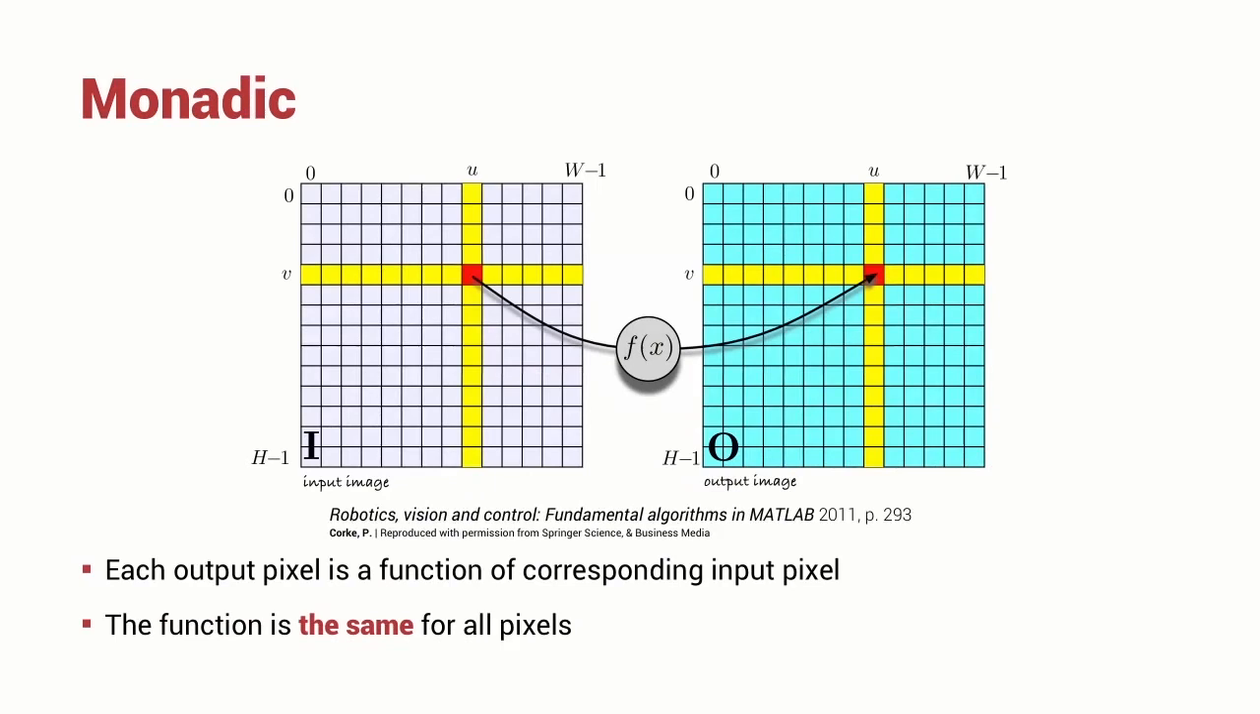We've talked about monadic image processing, and that is where individual pixels in the input image are passed through a function, f of x, and the result is placed into the corresponding element in the output matrix. We apply the same function to all pixels, and we looked at a number of operations such as contrast enhancement, brightness change, histogram normalization, thresholding, posterization, and so on. There are many, many more.